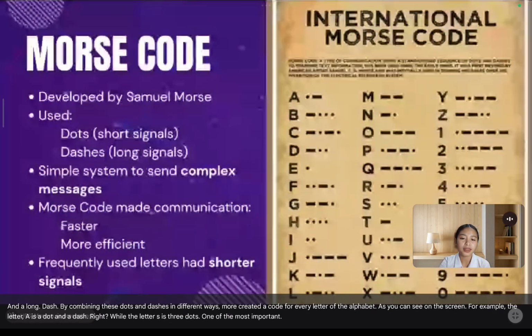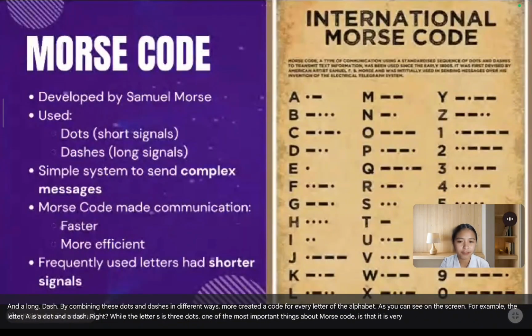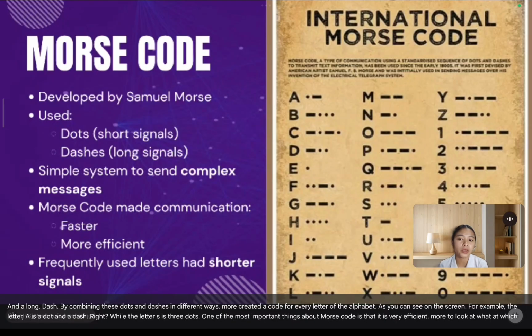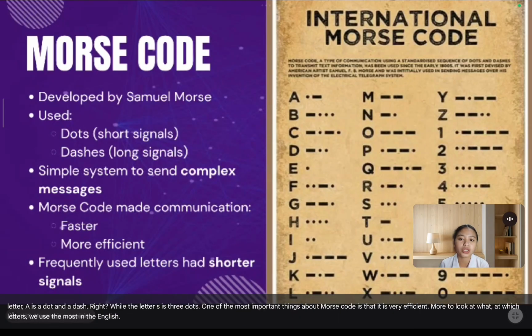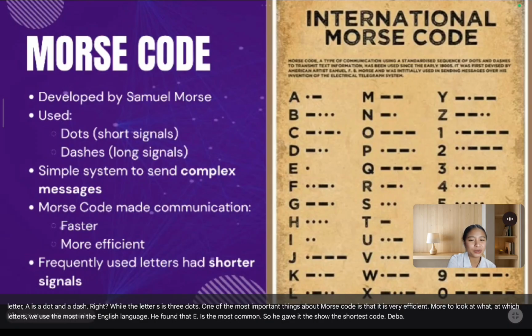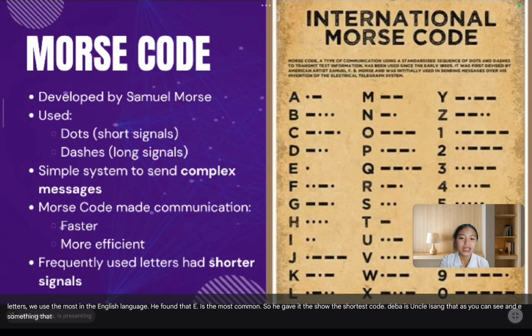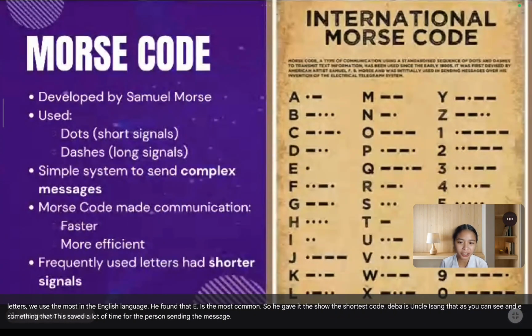One of the most important things about Morse code is that it is very efficient. Morse looked at which letters we use the most in the English language. He found that E is the most common, so he gave it the shortest code. Di ba? Isang dot lang siya, as you can see. Ang E, isang dot lang. This saved a lot of time for the person sending the message.